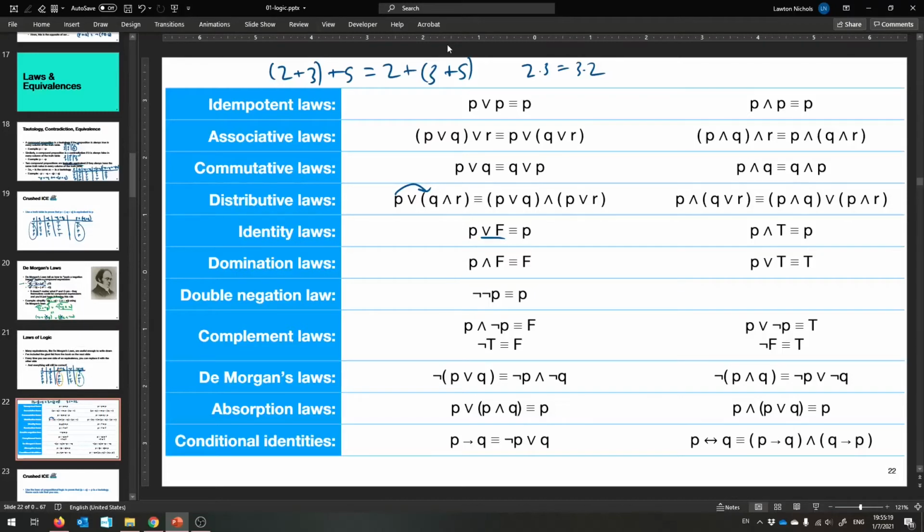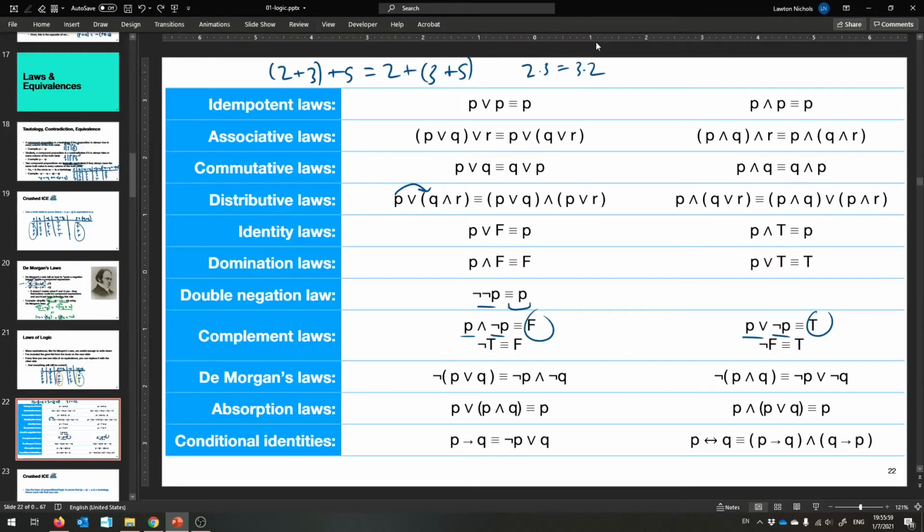If you or with false, that does nothing. If you and with true, that does nothing. It's an identity. And dually, if you and with false, you always get false, no matter what P was. If you or with true, you always get true, no matter what P was. If you negate twice, you just flip it twice, which is the same as doing nothing. The complement laws mean, well, not true is false. That's pretty easy. But P and its negation, one of those has to be false, so it's going to be false. And likewise, or dually, P or not P, one of those is going to be true, so it has to be true, just because not false is true.